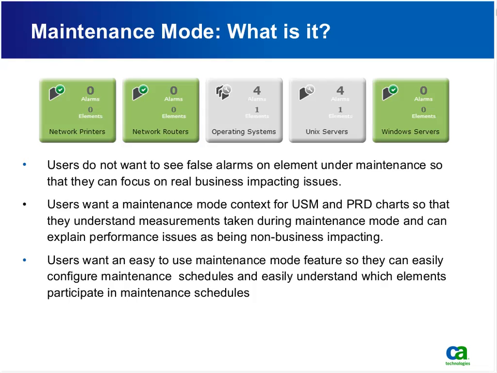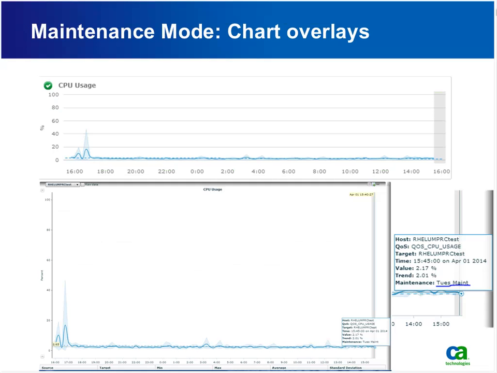So, maintenance overlays on the charts. Here's an example on top from a metrics chart, for instance, when you select a metrics chart in USM, what it would look like. You can see over to the right a grayed out area, and this represents the time period where this system was in maintenance mode, and we see the CPU utilization here. We can see a clear indication of that.